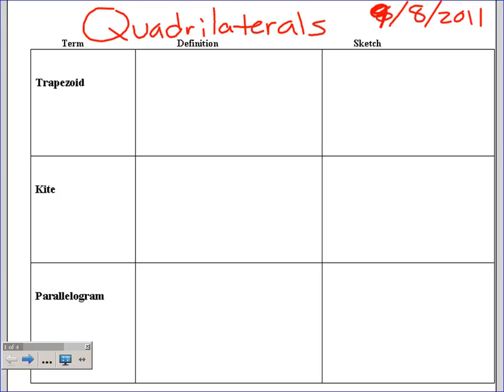Okay, 9/8/2011. We're talking about quadrilaterals. And here's the deal. Each of these, in order to be whatever we're describing these things to be, there's very specific pieces to them, okay? Honestly, if you were to draw a quadrilateral, generally speaking, it's really hard to draw one of these specific ones, okay? We always think of these ones, but if you're just going to draw some random four-sided shape, that doesn't work.